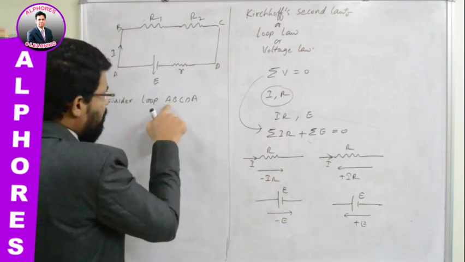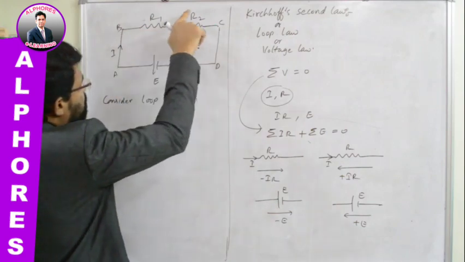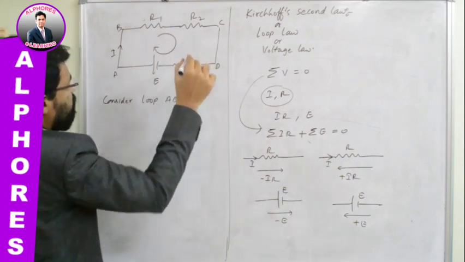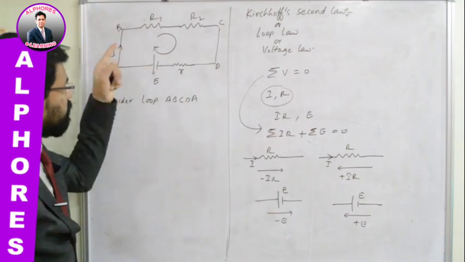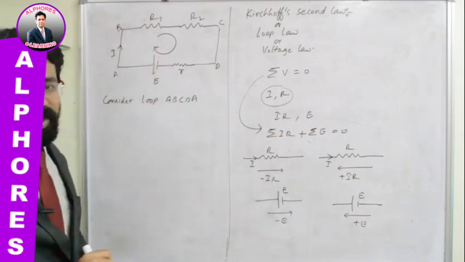If you are writing like this, A, B, C, D, A, it means you are tracing the circuit like this. A to B, B to C, C to D, D to A. Like this you are tracing. What sense is this? It's a clockwise sense. In the clockwise sense you are tracing the circuit.